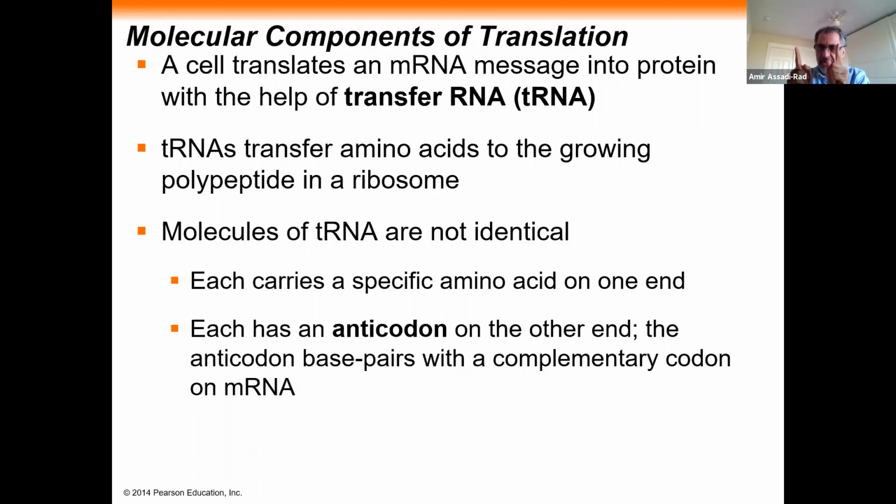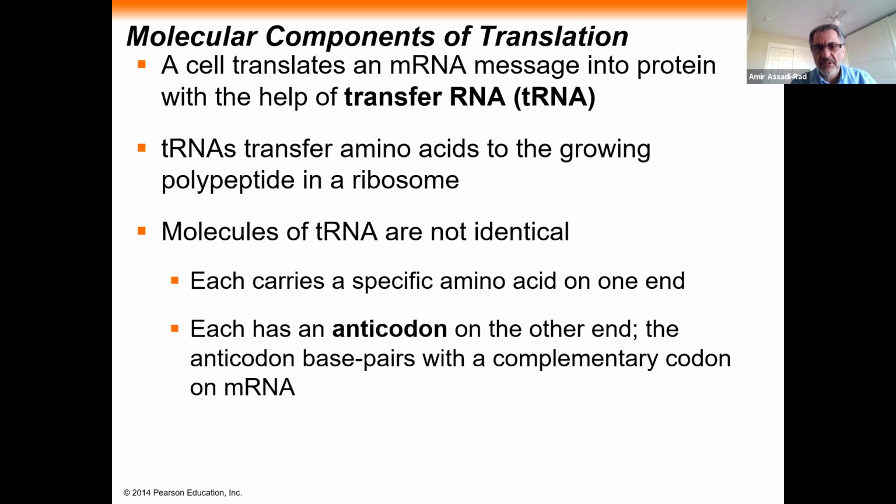And these amino acids are going to be attached to each other by peptide bonds, which you studied in the first exam. So tRNA transfers amino acids. T stands for transfer, mRNA stands for messenger RNA, to the growing polypeptide in ribosomes. Molecules of tRNA are not identical.